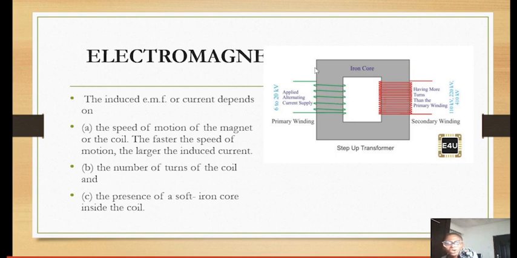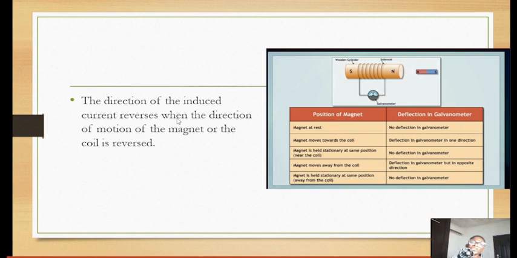Two, the number of turns of the coil, and the presence of a soft iron core inside the coil. The current or EMF depends on these. The direction of the induced current reverses when the direction of motion of the magnet or the coil is reversed. I think you understand that. Look at it. This deflection, if you bring the magnet close to it, it will go like this. If you take it away from it, it will go towards the other side. So let's check. When the magnet is at rest, that is, nothing is happening here, there is no deflection in the galvanometer when the magnet is just staying on.